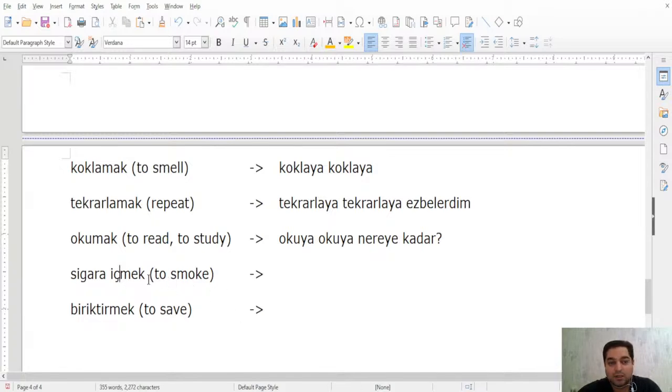So sigara içmek, right? Sigara içmek is a compound verb. You see, the main verb here is içmek, and the root is iç, right? Therefore, you will say what? How will you say the repetitive form of this? Anybody? Anyone? How will you repeat this twice? How do you make the structure with sigara içmek? Any suggestions? Any guesses?